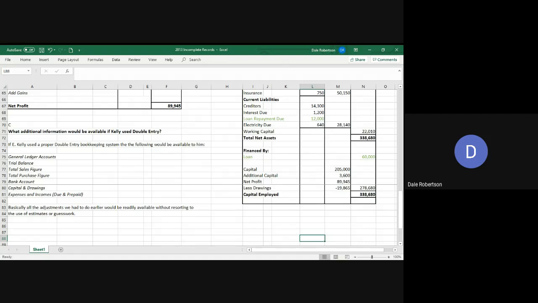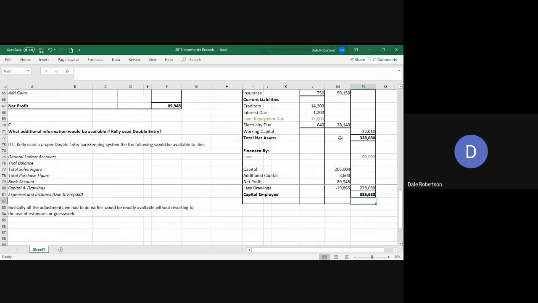You work all that out to get the total fixed assets, and then we are free to look at our finance by section. We have our loan, we have our capital, which is 205,000. The capital introduced is the dividends again from the question. I should have flagged that earlier on, but it's the same as the 2015 question. You add on your net profit and you take away your drawings, and you'll end up with the same capital employed number as your total net assets.